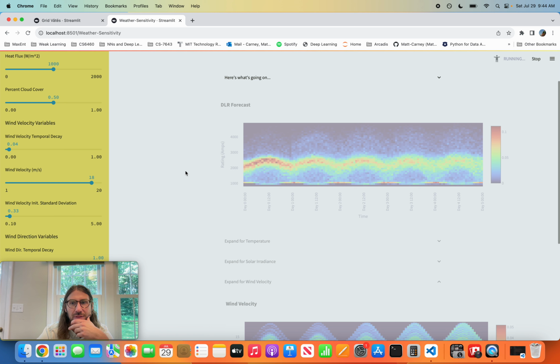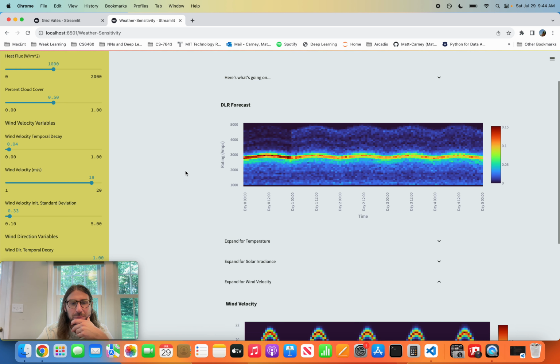Cool, all right. You can see that the average line rating increased, and it also became much more tight, because that initial standard deviation was dropped, and that is also persisting through the 5-day forecast.